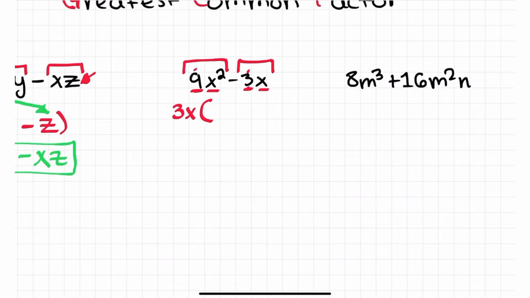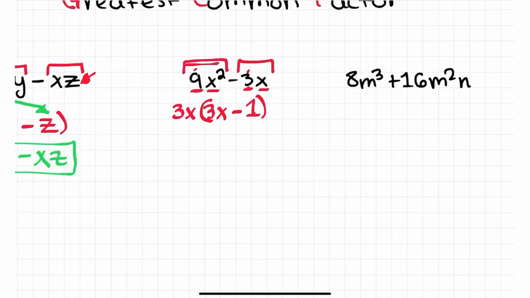So now 3x times what will give me 9x squared? Well, 3 times what gives me 9? 3. And x times what gives me x squared? Just an x. We bring down the minus, and then 3x times what will give me 3x? It would just be simply a 1.